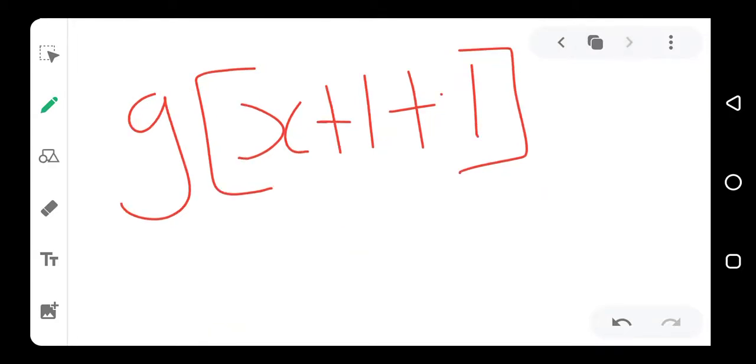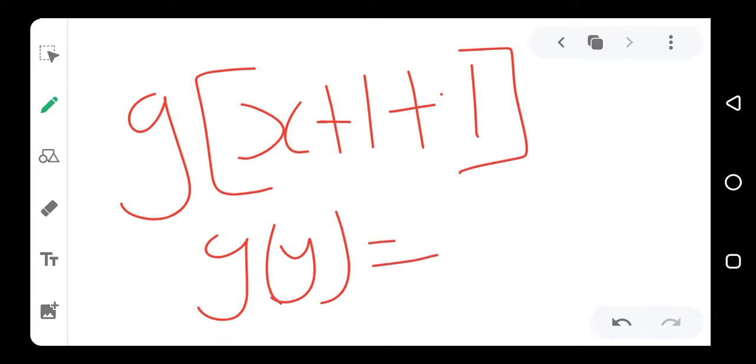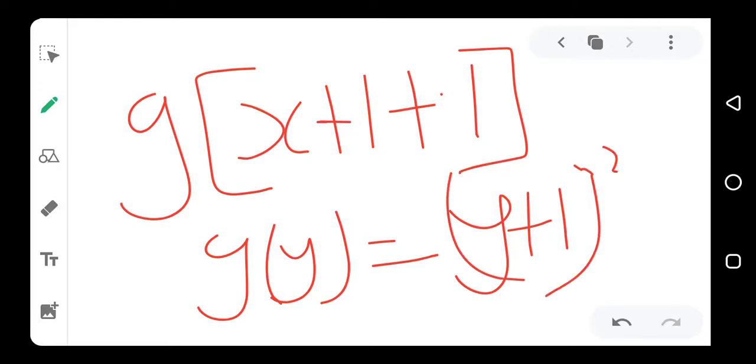Remember that g of y is equal to y plus 1 raised to power 2, and this x plus 1, this first one, is representing y, then plus this one that is here. So that is why it is like this.